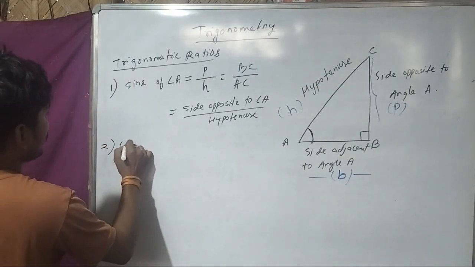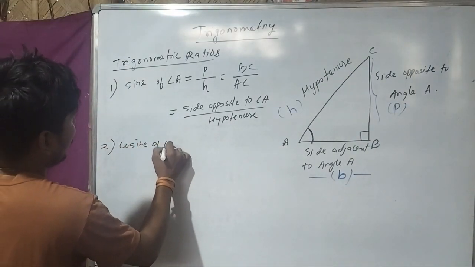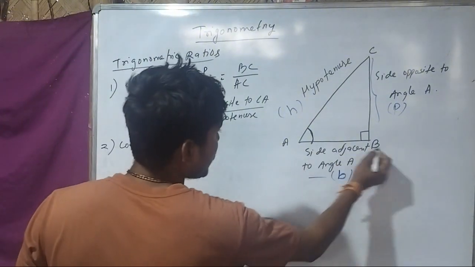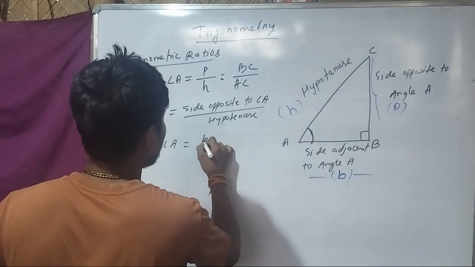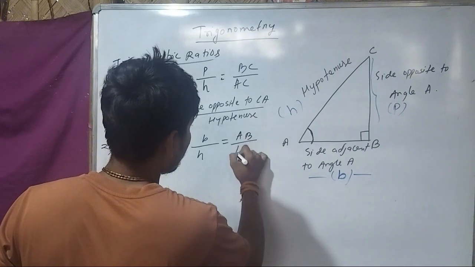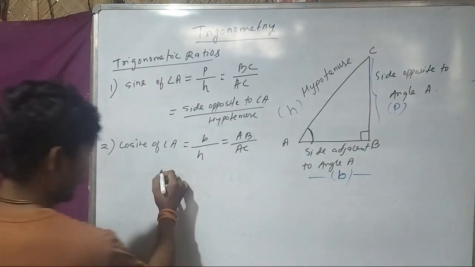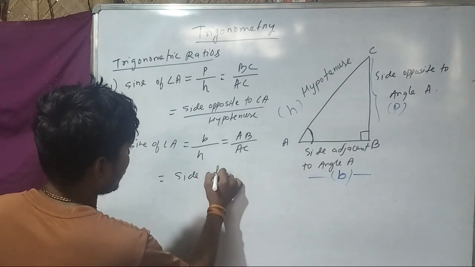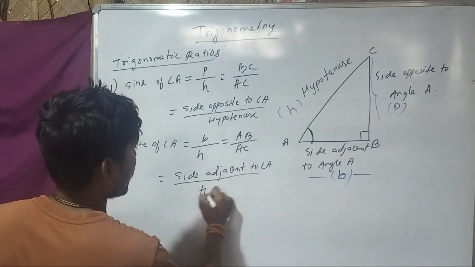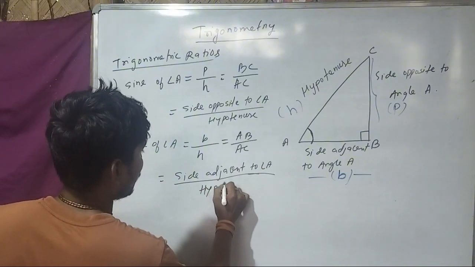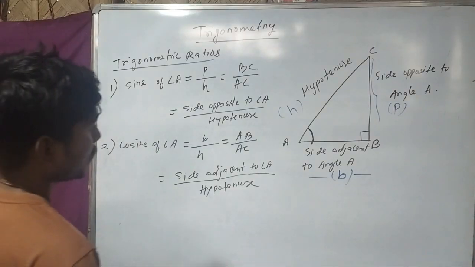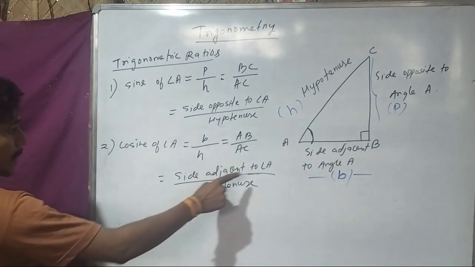Now next is cosine. Cosine of angle A will be base by hypotenuse. That means AB by AC. Now what is AB? AB is the side adjacent to angle A, and AC is the hypotenuse. So cosine of angle A means base by hypotenuse, that is AB by AC, side adjacent to angle A by hypotenuse.